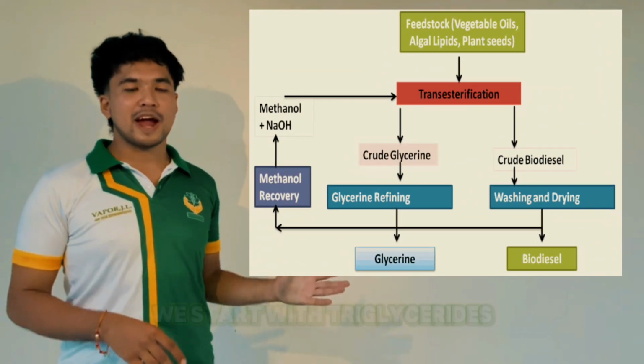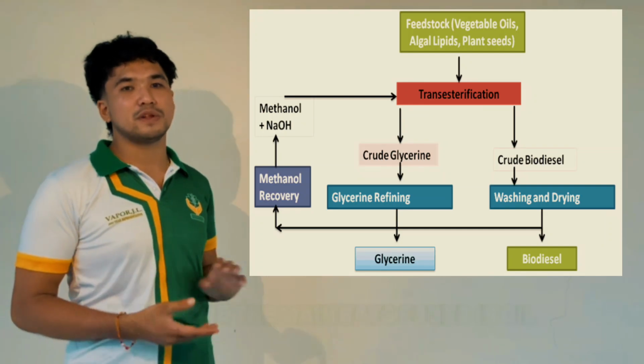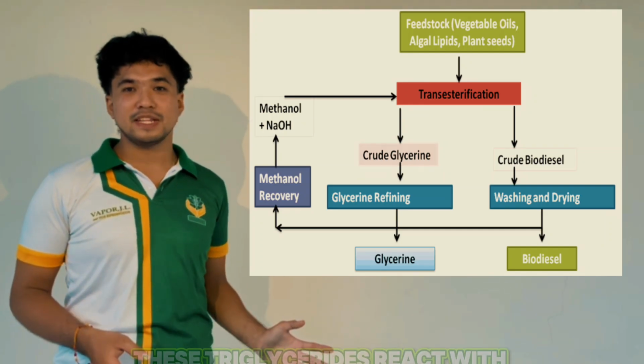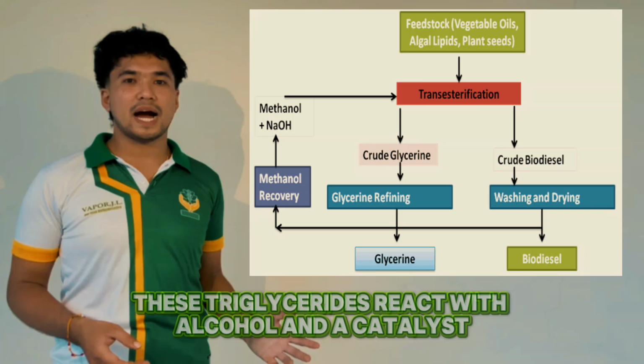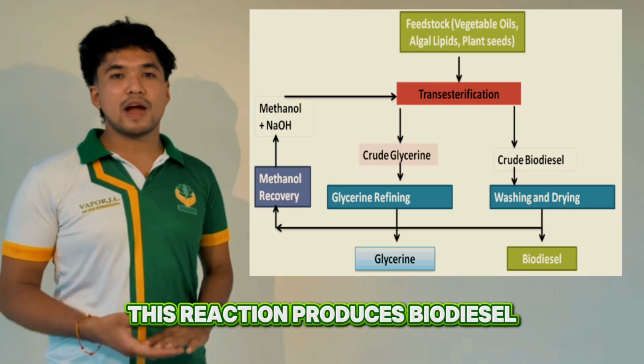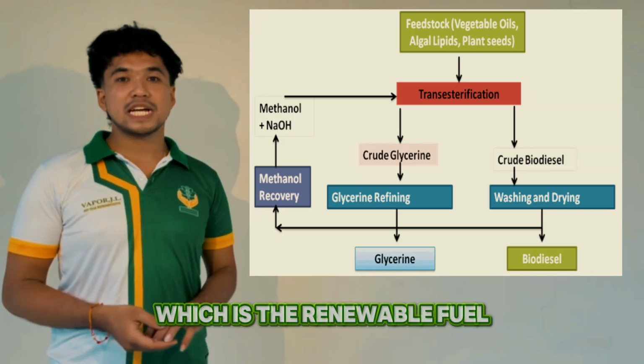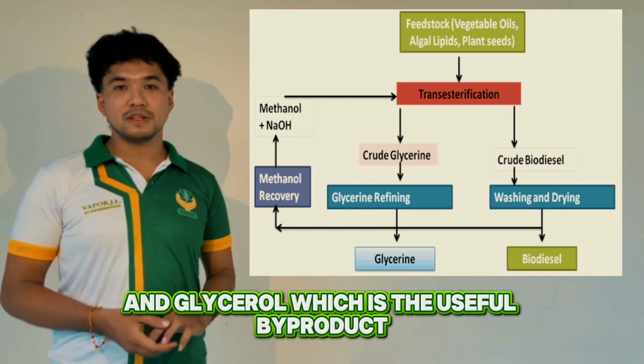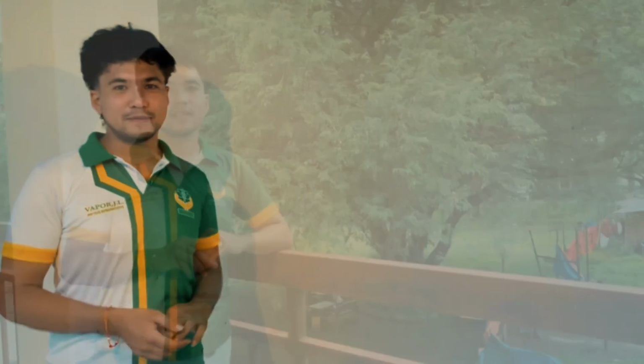We start with triglycerides, which are the main fats found in oil. Through transesterification, these triglycerides react with alcohol and a catalyst. This reaction produces biodiesel, which is the renewable fuel, and glycerol, which is the useful byproduct.